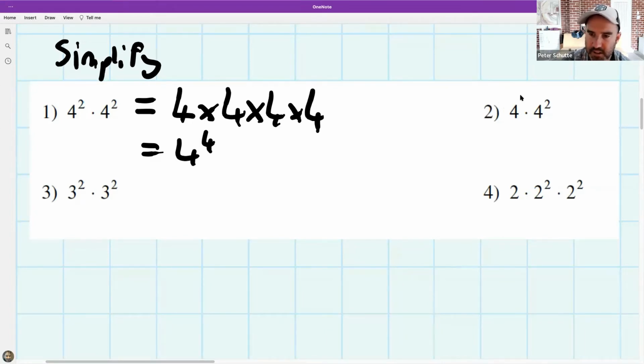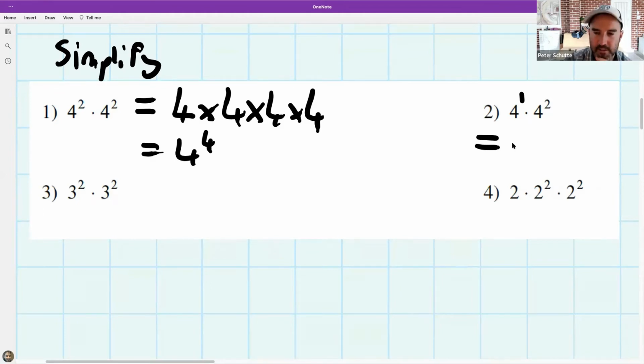Now, I'll give you one little hint. If there's no power written, it means that it's actually to the power of 1. So it's 4 to the 1. So what is the answer for number 2 going to be? 3 to the 4. Remember, with exponential notation, we always ask ourselves what's being multiplied and how many times is it being multiplied?